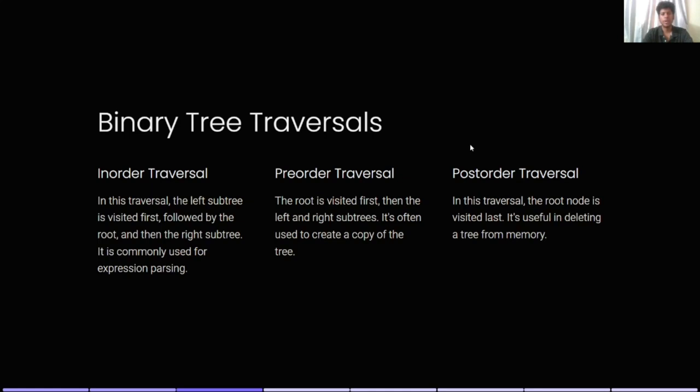Second one is pre-order traversal. The root is visited first, then the left and right subtrees. It's often used to create a copy of the tree. Third one is post-order traversal. In this traversal, the root node is visited last. It is useful in deleting a tree from memory.